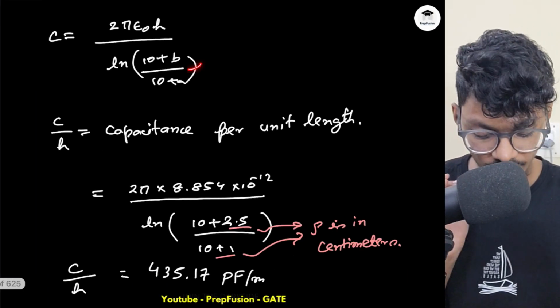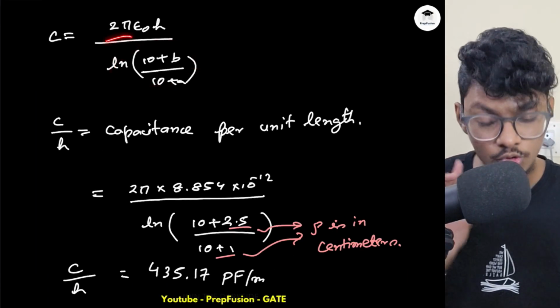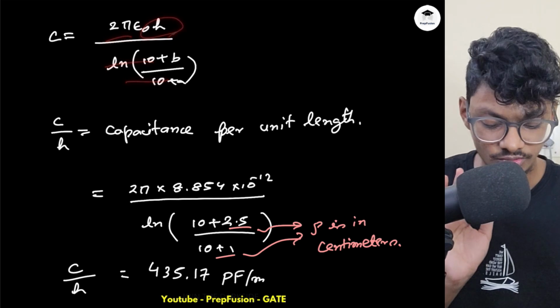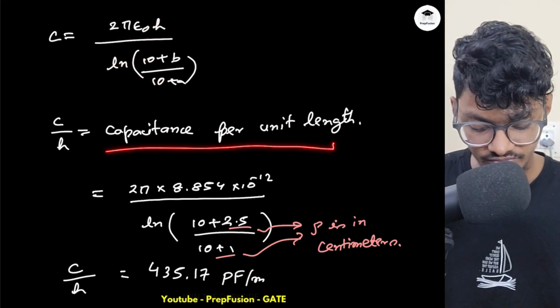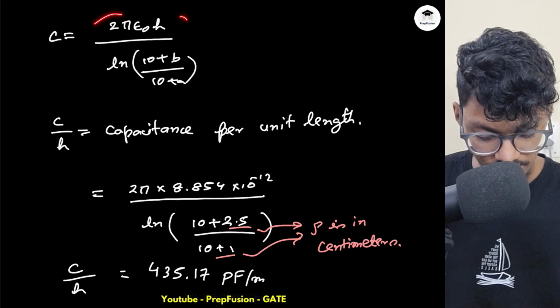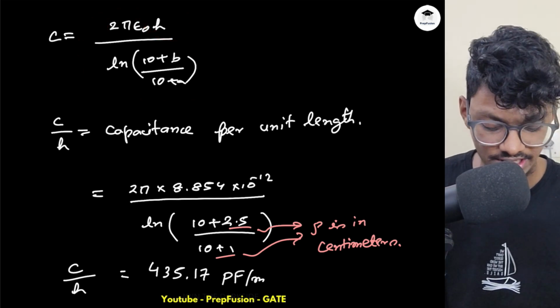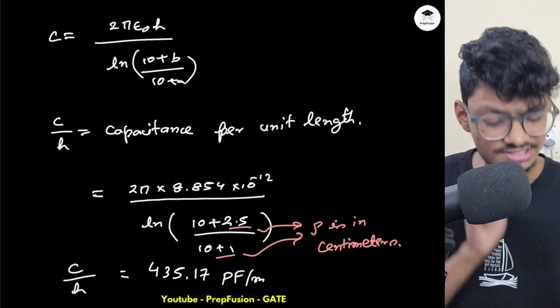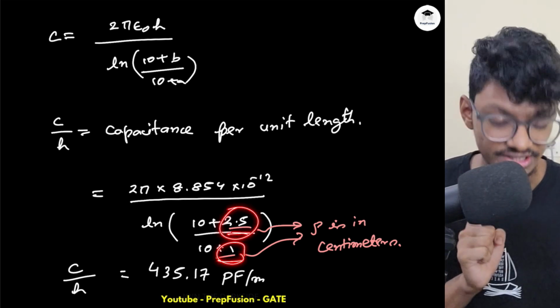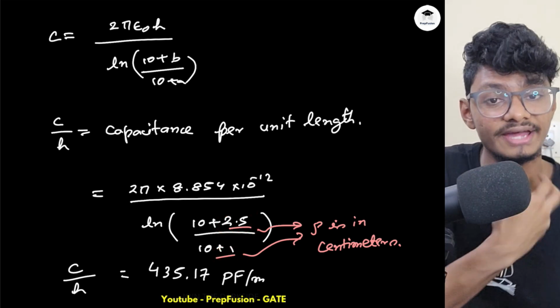Now what you have to do, you have to put the values, like this is actually 2 pi epsilon naught h divided by this, so it is a function of h, but they have asked me to find out capacitance per unit length. So obviously I will divide by h and all the knowns will be present. There will be no unknowns. A, B, and epsilon naught, all values you already know. Just be careful while putting the values here. It should be in centimeters. Because they have mentioned in the question.